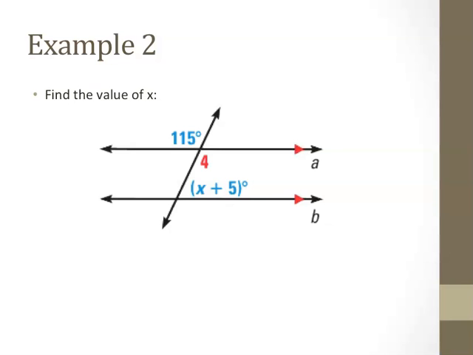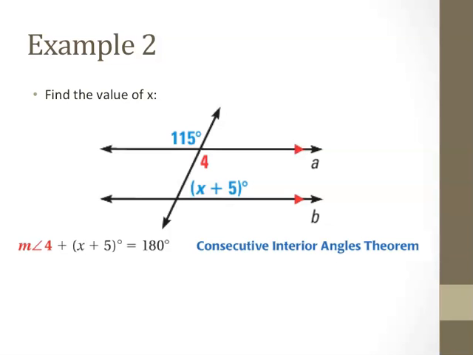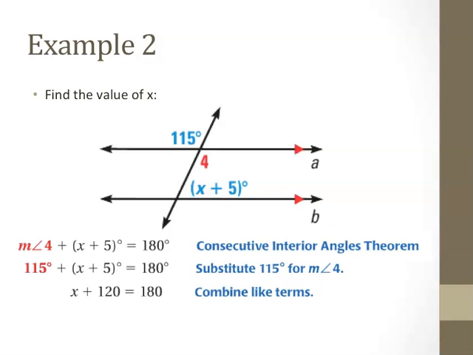Now between angle 4 and the angle that's marked x plus 5 degrees, we know those are consecutive interior angles, which means that because we have lines A and B parallel to each other, and a transversal going through both of those parallel lines, those consecutive interior angles are going to be supplementary, meaning they will add to 180 degrees. So the measure of angle 4 plus x plus 5 is equal to 180 degrees. And we know that the measure of angle 4 is equal to 115 degrees. And then we can go ahead and simplify. So we have x plus 120 equals 180, and then x equals 60.